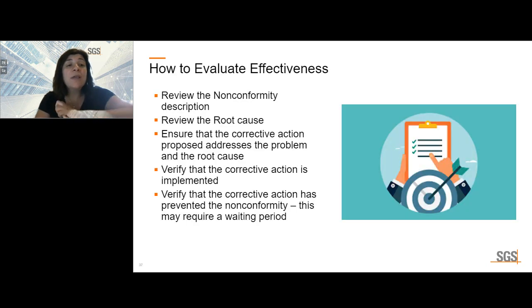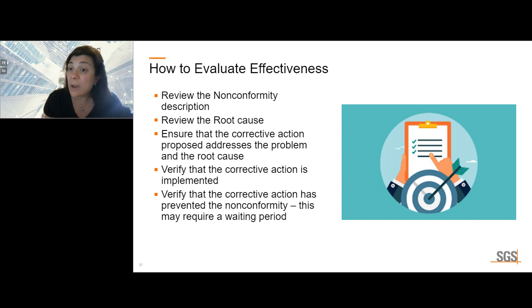So how do we evaluate effectiveness? First, you want to review the nonconformity description. You want to review the root cause. Are you adequately addressing everything in the root cause? You want to ensure that the corrective action proposed addresses the problem in the root cause and verify that the corrective action is in fact being implemented.